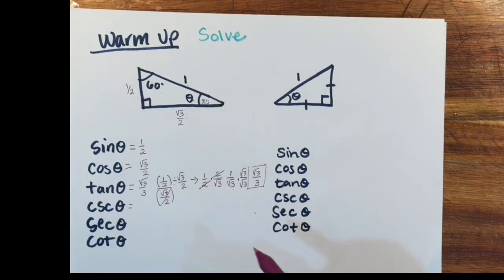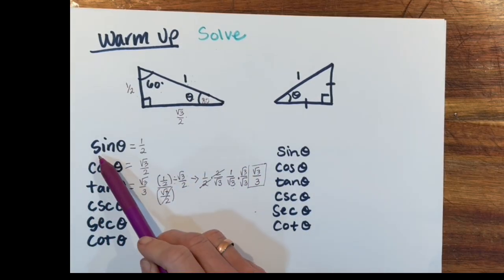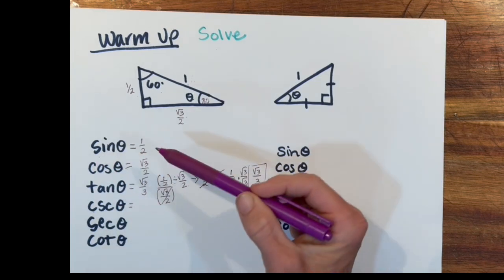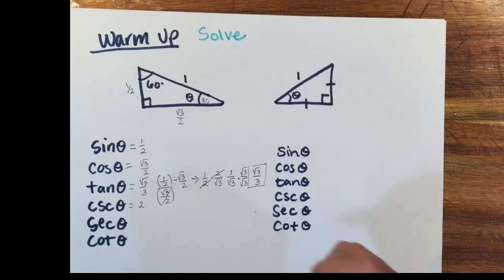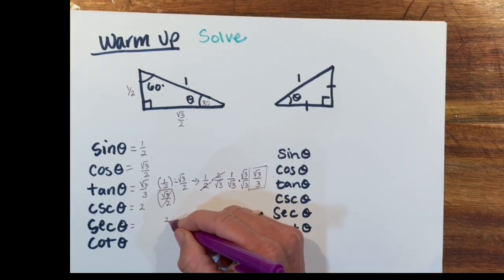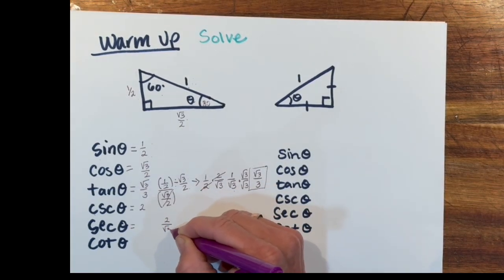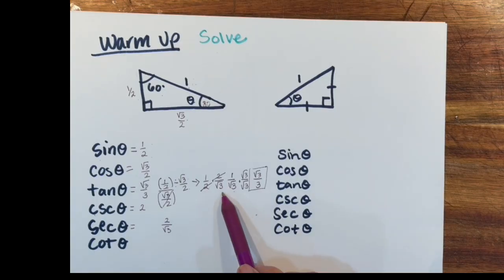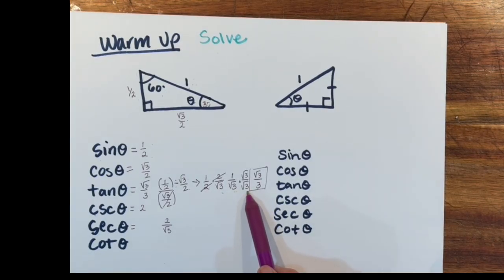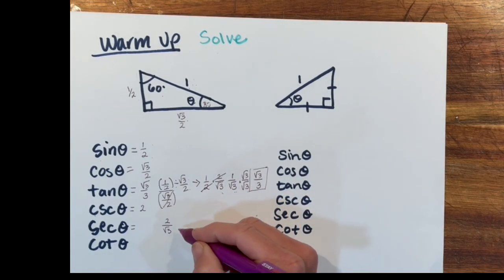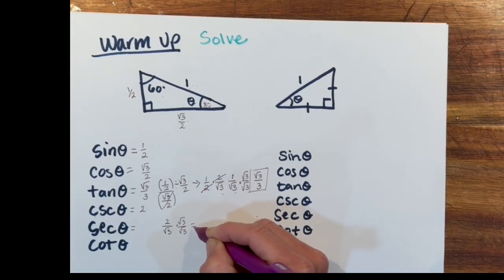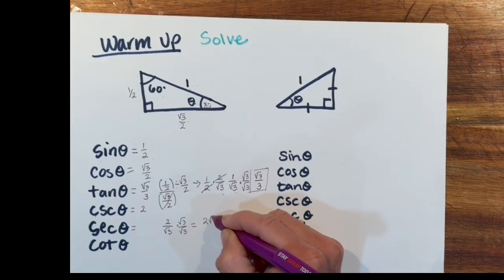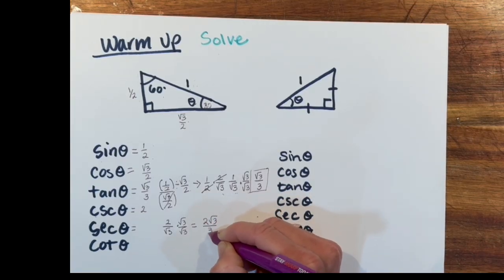For cosecant of theta, let's see, cosecant starts with the C. It's the reciprocal of sine. So I'm going to take this and flip it upside down. That will just give me 2 flipped upside down. So that's going to be 2 over rad 3. Just like we did over here, we're going to need to multiply by rad 3 over rad 3. That gives us 2 rad 3 over 3.